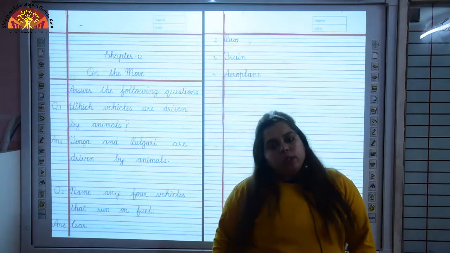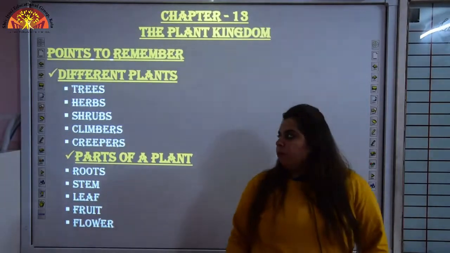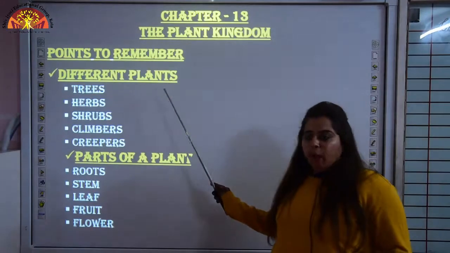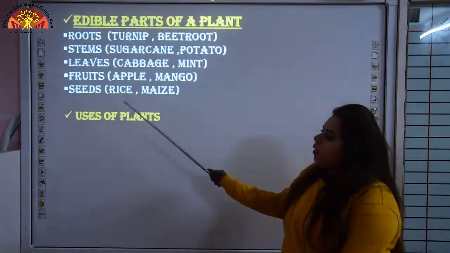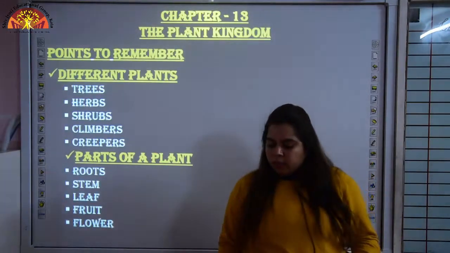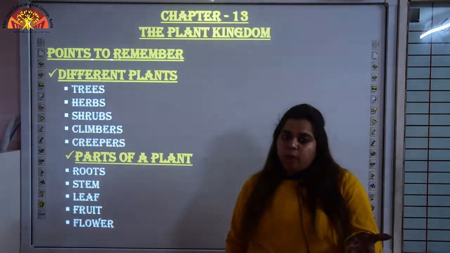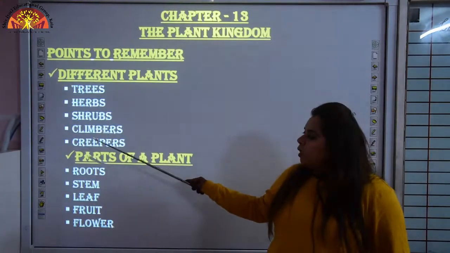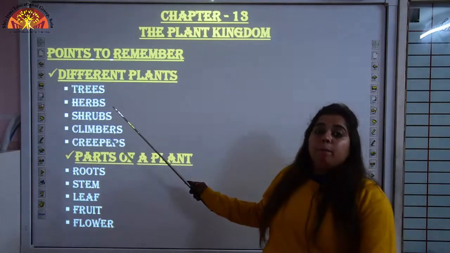Now let's switch to chapter number 13, the plant kingdom. In this chapter, we have already studied about different plants, parts of a plant, edible parts of a plant and uses of plants. Now, let us revise all the things. Different plants. We have different types of plants: trees, herbs, shrubs, climbers and creepers. Now, what are trees?